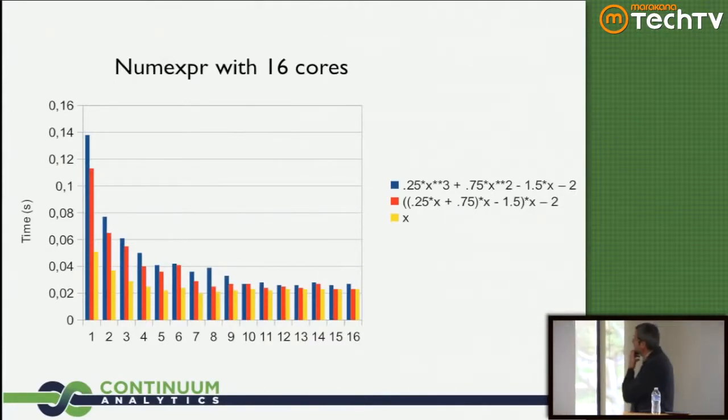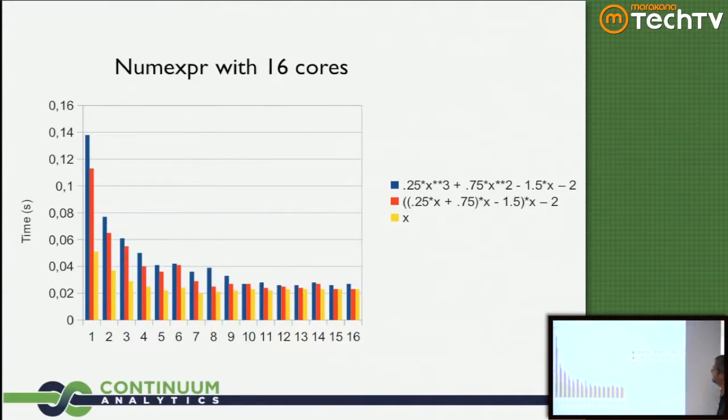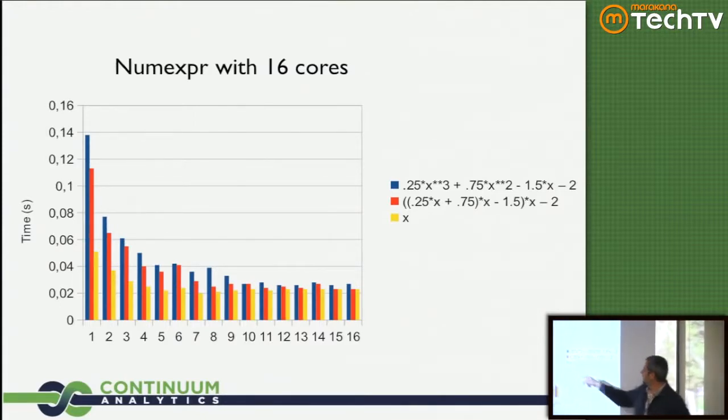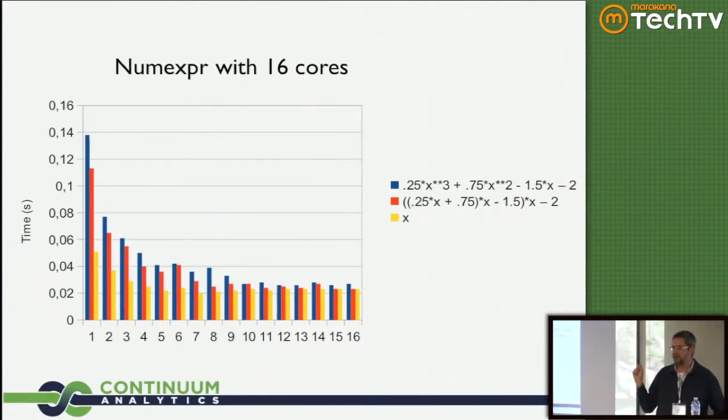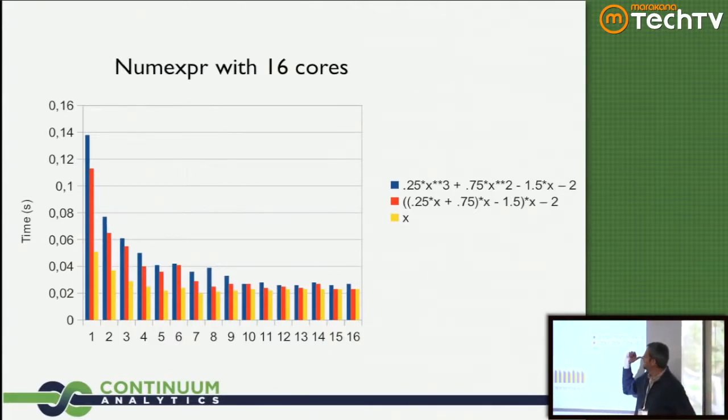Okay, so let's have a look at a machine that has 16 cores, just to see how the efficiency scales. In blue, there is the non-optimized version of the polynomial. In red, we see the optimized version of the polynomial. And in yellow, there is an interesting thing: the polynomial is just an x. That means that we are doing just a copy operation. We are not computing anything, just copying vector x to vector y.